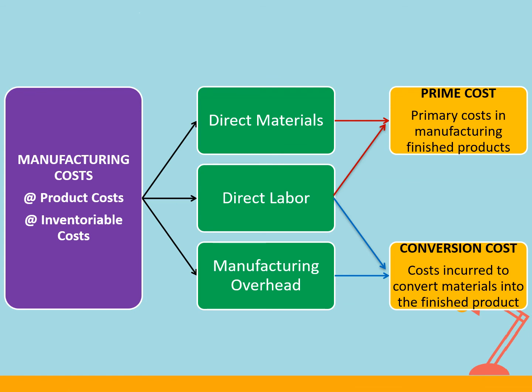But if we combine direct labor and manufacturing overhead, they are called conversion costs. They are costs incurred to convert materials into the finished product.